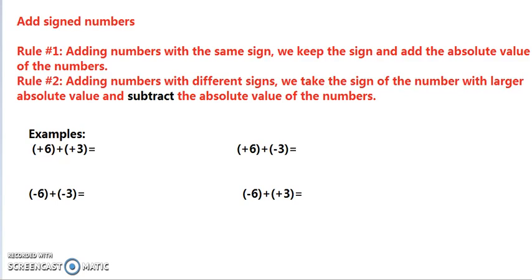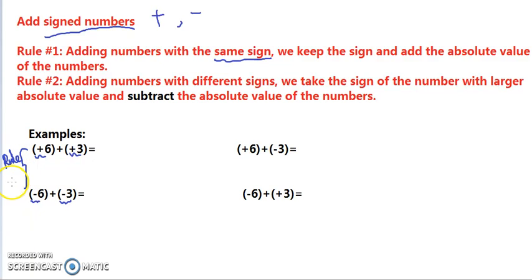In this video, we're going to talk about how to add signed numbers. We have two rules. Rule number one: when we add two numbers with the same sign, because signed numbers can have a positive sign, plus, or a minus sign. So if these two numbers have the same sign, both plus, like in this example, or both minus, these are the first case.